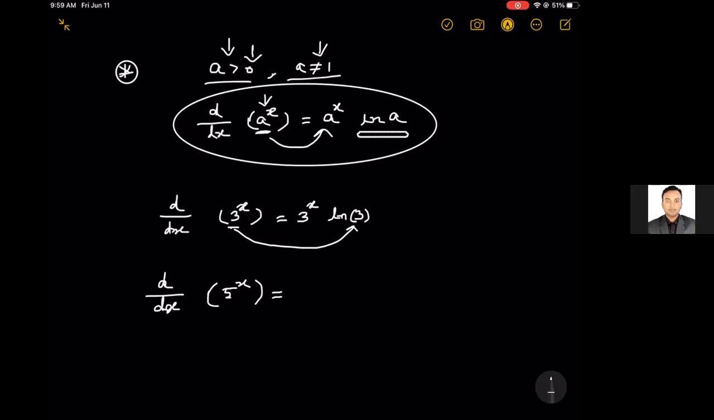Exactly. Again, this base is greater than 0 and it's definitely not 1. So you can straight away say, hey, the derivative will be the same function times natural log of 5. Do you agree? Is there anyone who is still confused about it?